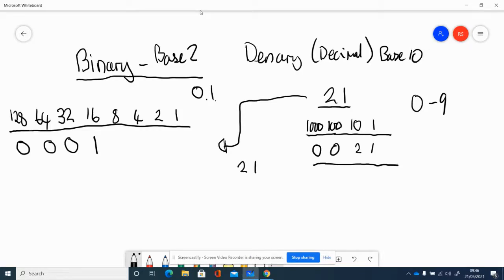If I wanted to do it formally, I could just do the takeaway sum. I've got 5 left. There are no 8s that go into 5, but there is a 4, and I've taken 4 away, and now I've got 1. And so there's no 2s in that, but there is a 1. And so my binary representation for 21 is 0, 0, 0, 1, 0, 1, 0, 1.